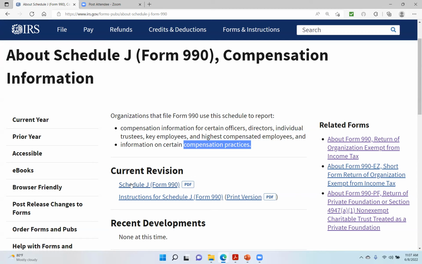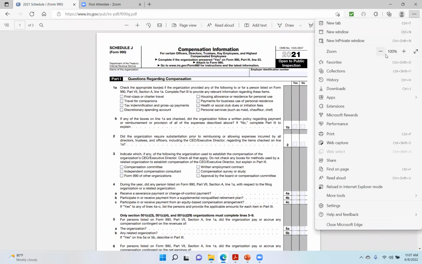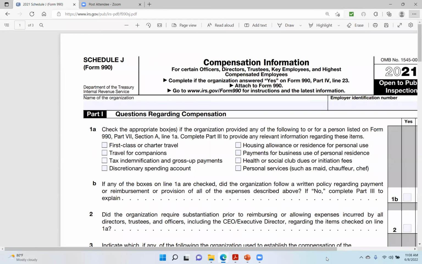So I'm going to click here for the Schedule J, the current revision. And this is for all forms, by the way. The IRS will provide you with the actual form, and it will also provide you with instructions on completing the form. So in this case, it's the Schedule J of the Form 990. I'm going to click on it just to see what it looks like. Let me increase the size of my screen. So this is the Schedule J.